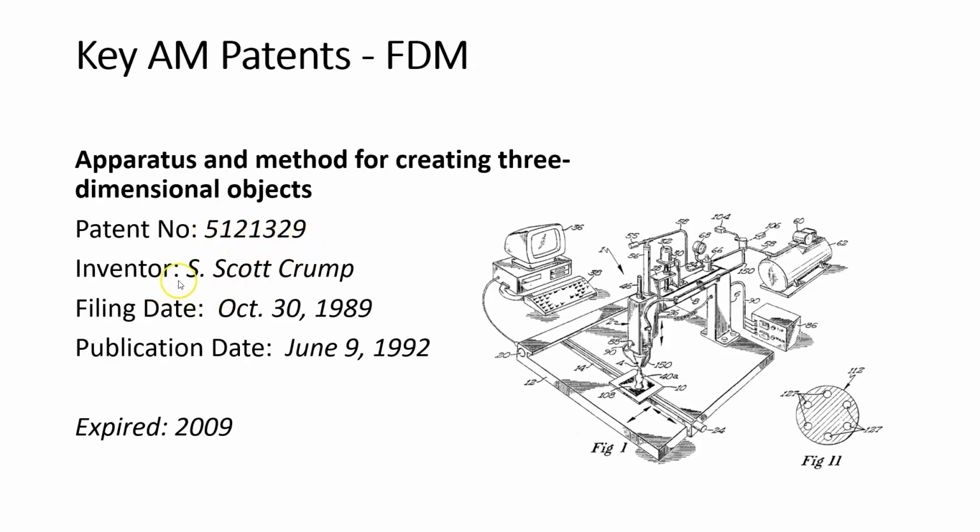But this is patent number 5121329. Inventor was Scott Crump. Filing date was August 30th, 1989. Publication date was June 9, 1992. And 20 years after 1989, it expired in 2009. Okay.